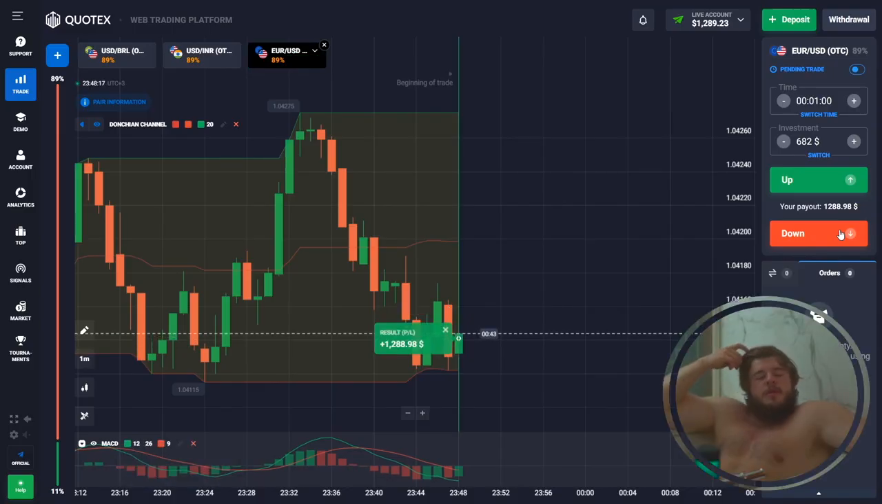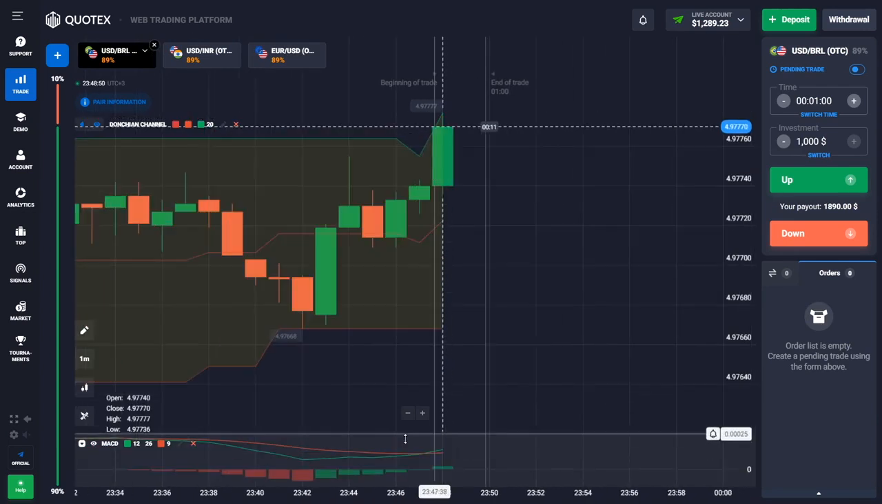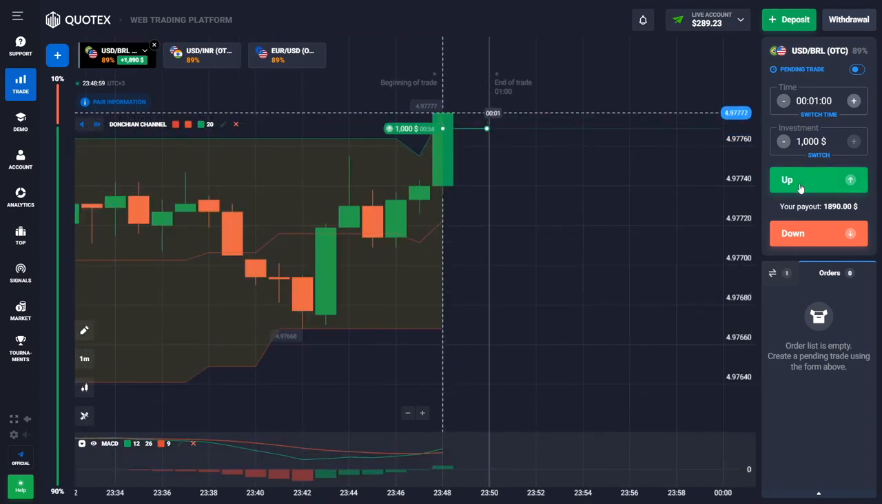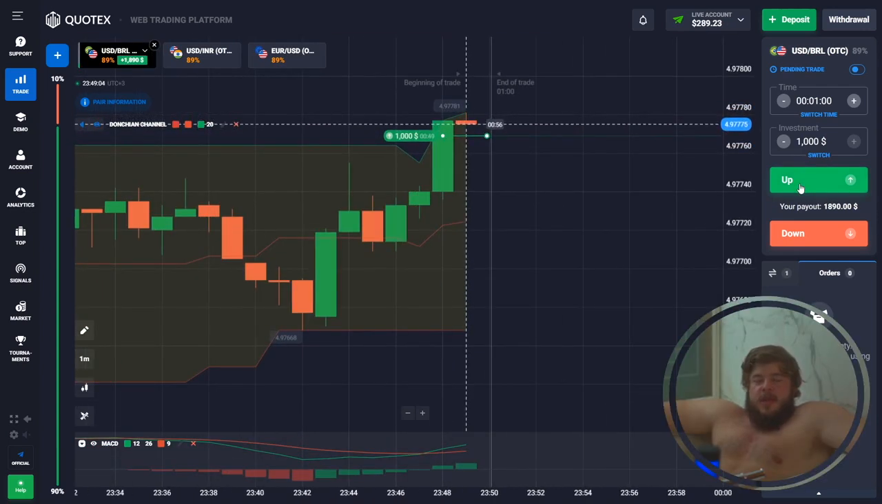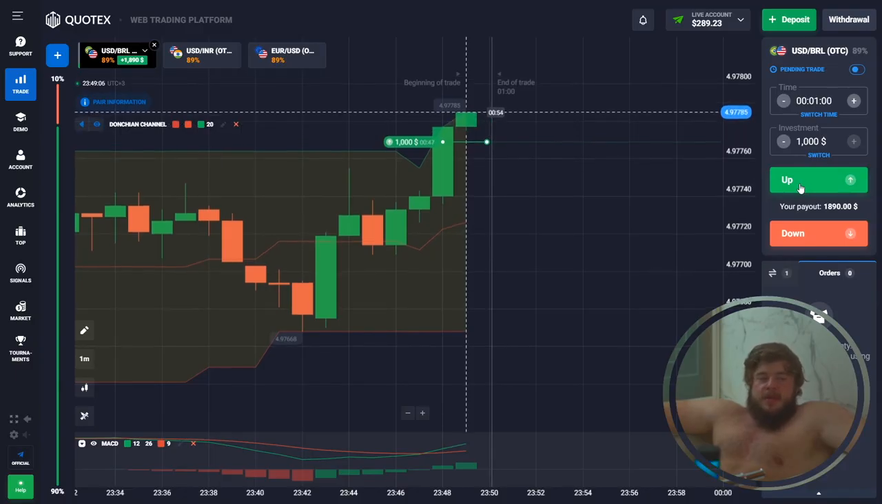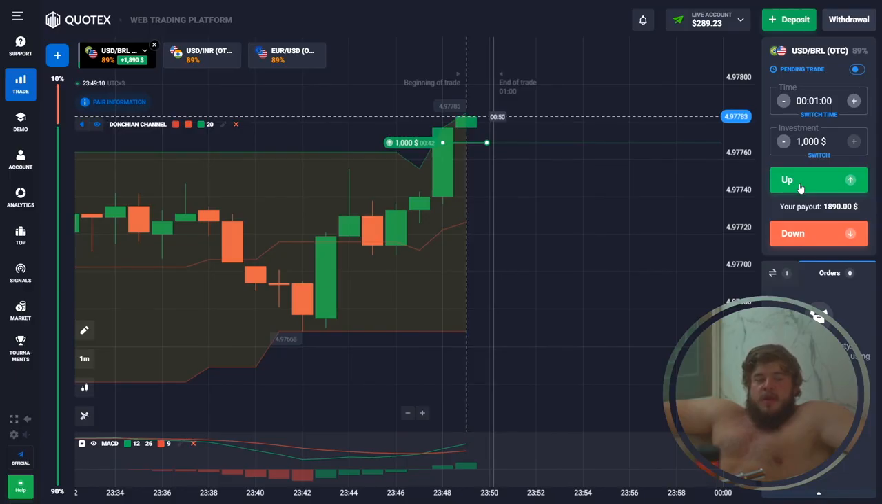Okay, that's quite good. So here guys, once again, according to the MACD indicator, we have opened a buy position because the green line is above the red one, and for us it's a strong signal to buy.